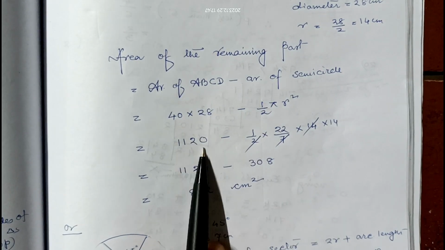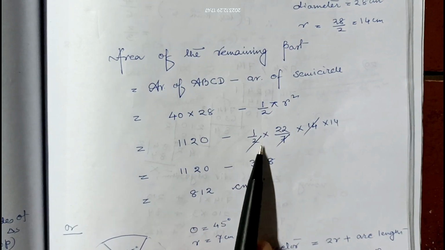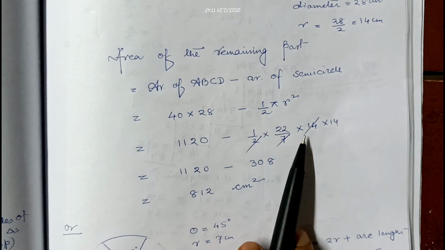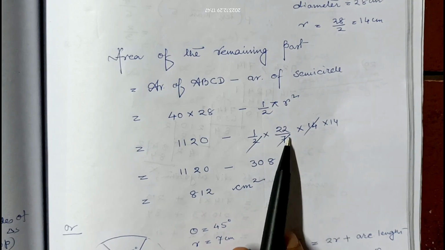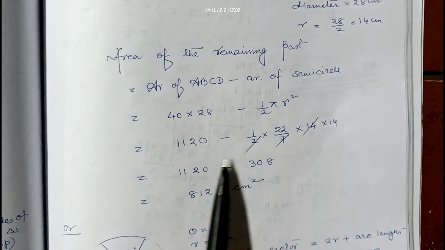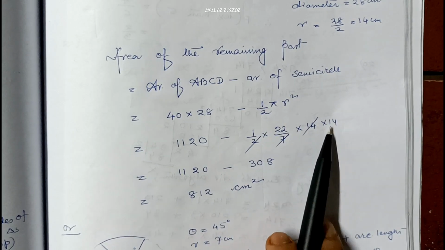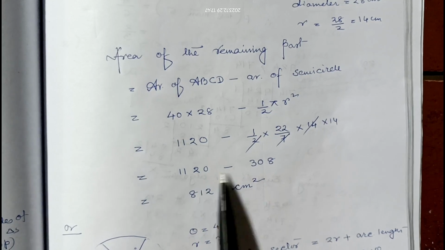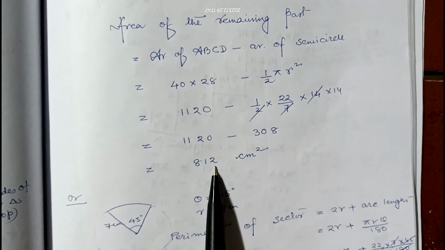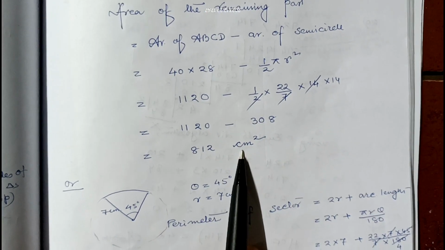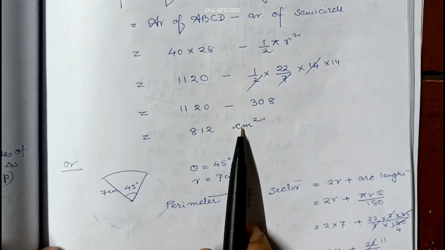If I multiply, 1120 minus half into pi, which is 22 by 7, into 14 into 14. 7 twos are 14. So 1120 minus 308. If I multiply 22 and 14, it will give 308. After subtracting, it will give 812. Therefore, 812 centimeter square is the required area of the remaining part.